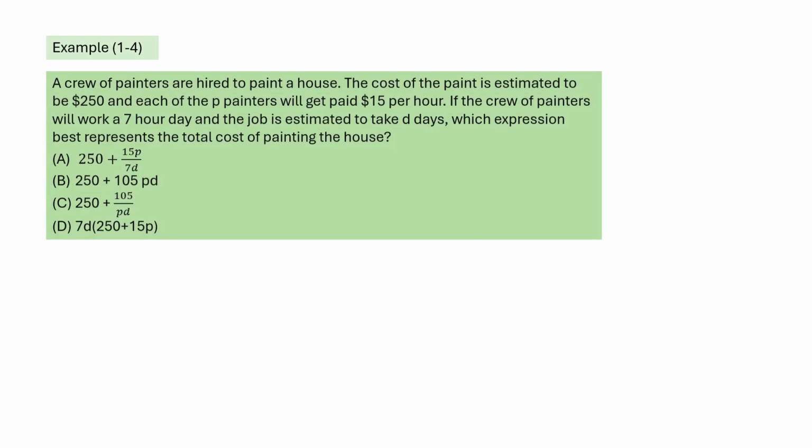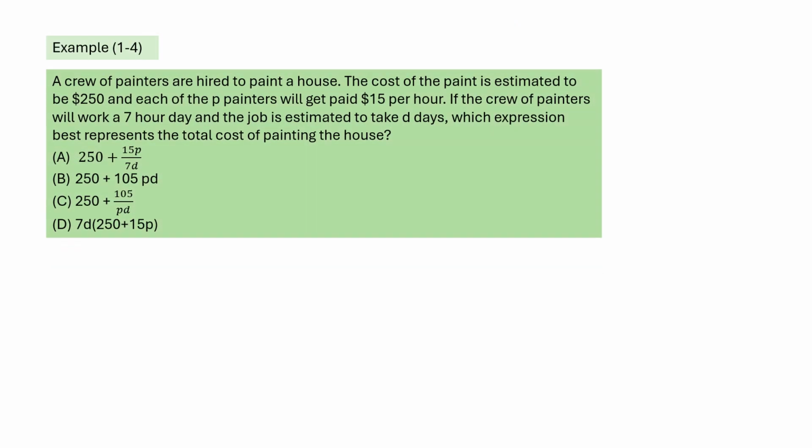Number 1.4. A crew of painters are hired to paint a house. The cost of the paint is estimated to be $250. In this case, we name 250 the fixed cost, because it doesn't depend on anything, just 250. And each of the P painters will get paid 15 per hour. So the total cost for P painters, we multiply them, 15 times P.